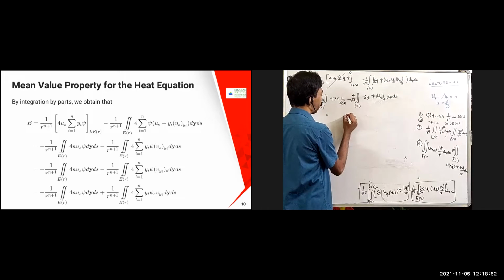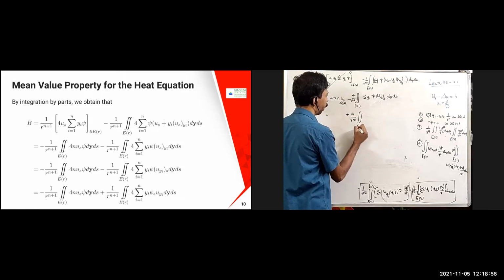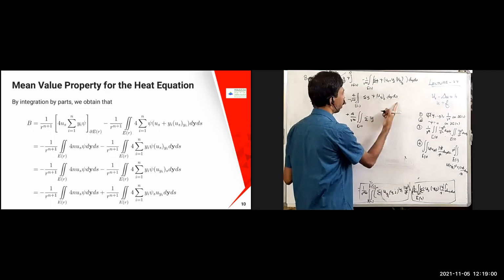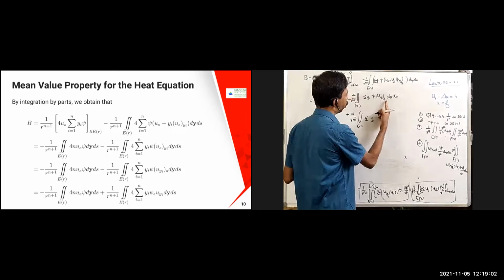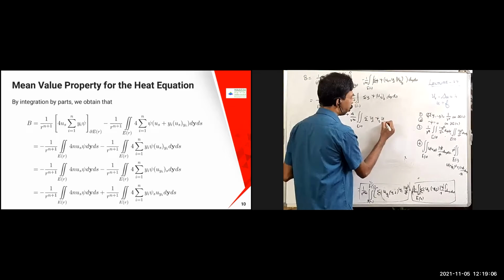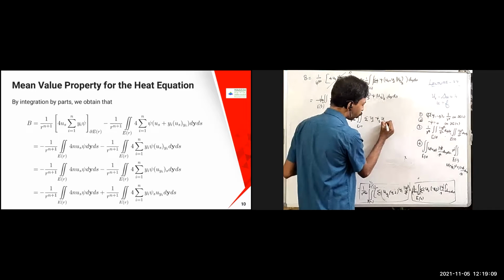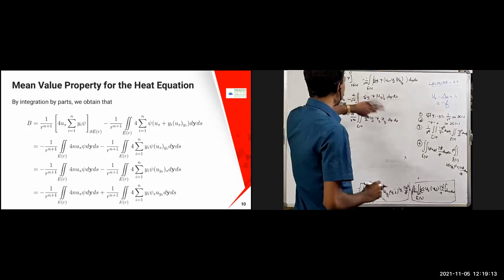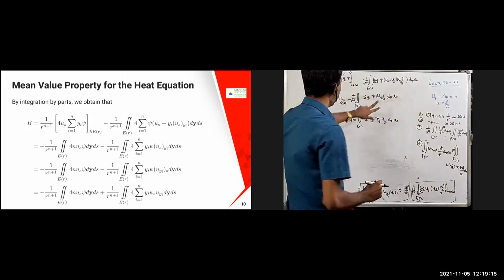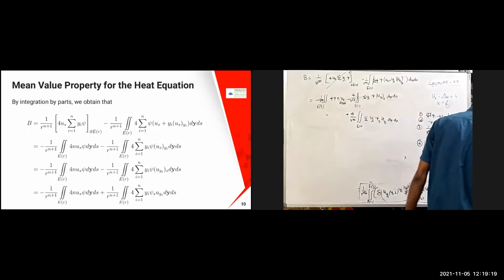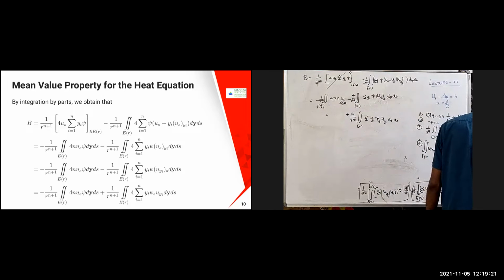So that is going to become 4 by r power n plus 1, integral over E of r, summation yi. Now I'm going to do the ds, with respect to s. So this is going to become psi s, and this is going to become u yi dy ds. Again, I'm doing the integration by parts, so that this derivative will be thrown here. On the boundary it is going to be 0 because psi equal to 0.